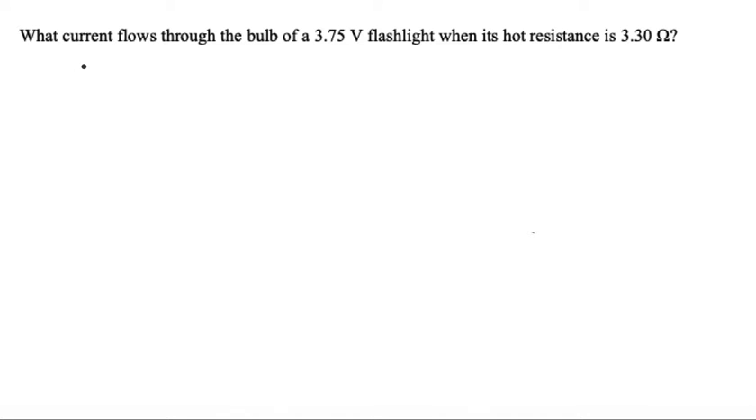In this problem, we have a current flowing through the bulb of a 3.75 volt flashlight, and a resistance is given for the bulb. So let's take a look at what resistance is all about.